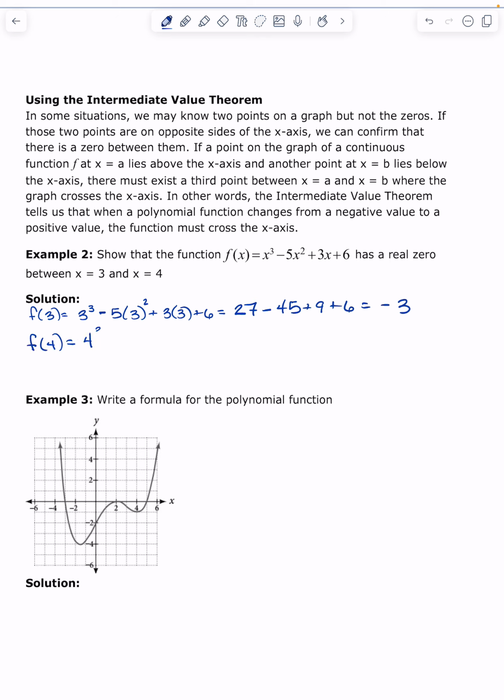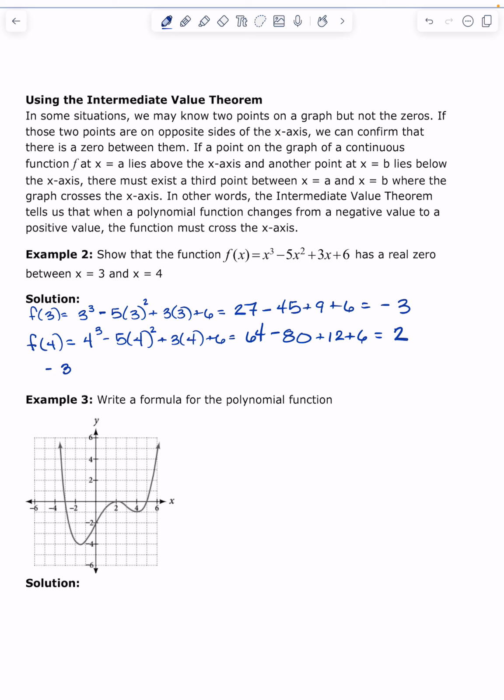When we plug in 4, we've got 4 to the 3rd minus 5 times 4 squared plus 3 times 4 plus 6. 4 to the 3rd is 64. 4 squared is 16 times 5. We've got minus 80, plus 12 plus 6, which gives us a value of 2.